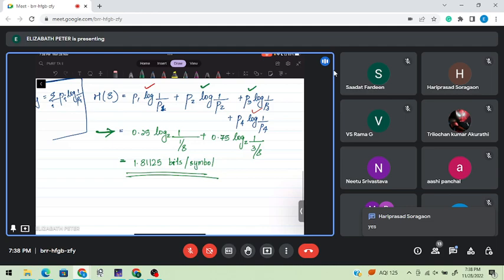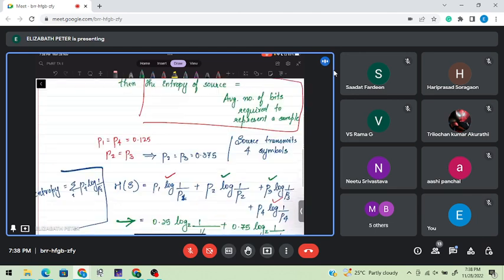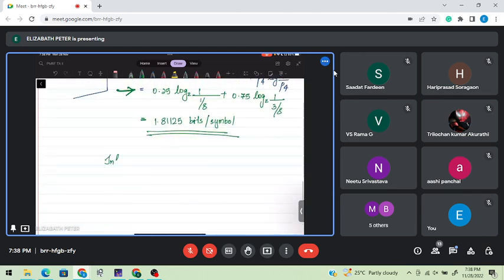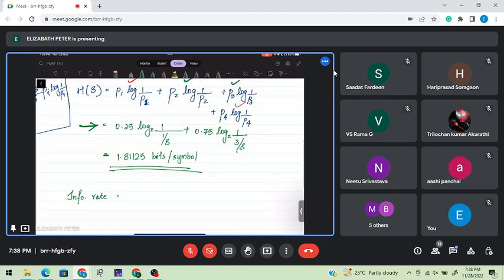Okay. So now we are asked to find the information rate, right? Once we found this, how do we calculate the information rate or the data rate in bits per second? We know the sampling frequency. We know how many bits are required to represent a sample in that transmission. So what is the information rate now? Fs into number of bits per sample, right? Are you guys following?